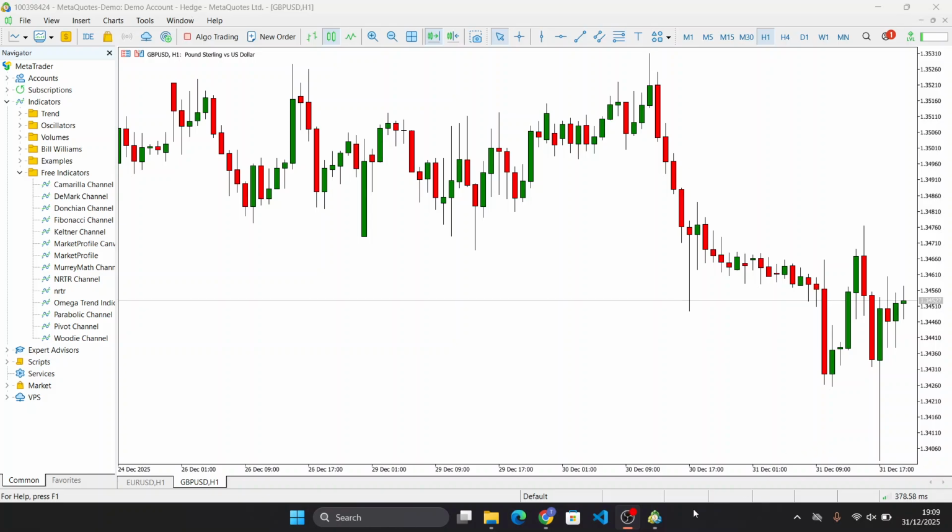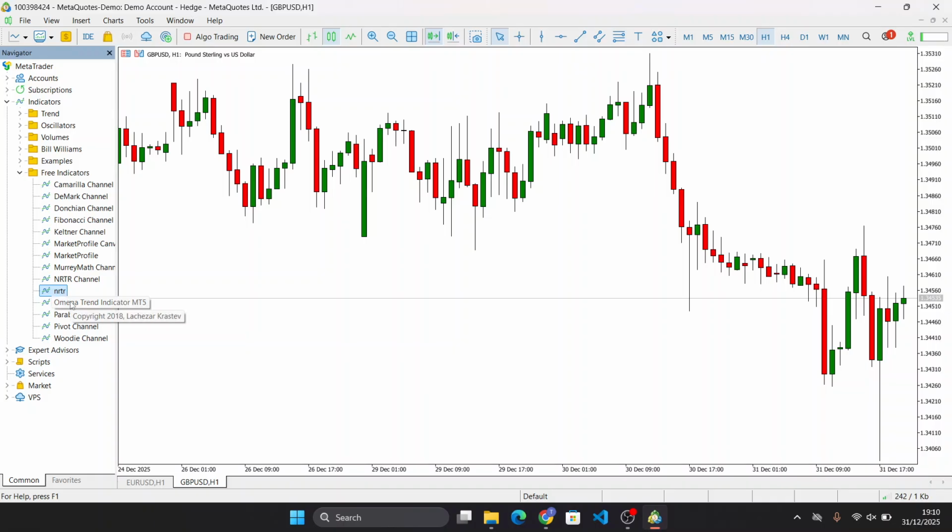Hi traders, in this video we're looking at the NRTR Indicator, which stands for Nick Rypock Trailing Reverse. This tool focuses on tracking trends and plotting dynamic trailing levels that can highlight potential reversals. By the end of this video, you'll understand what it plots on the chart, how the trailing line behaves, and which settings control its responsiveness.